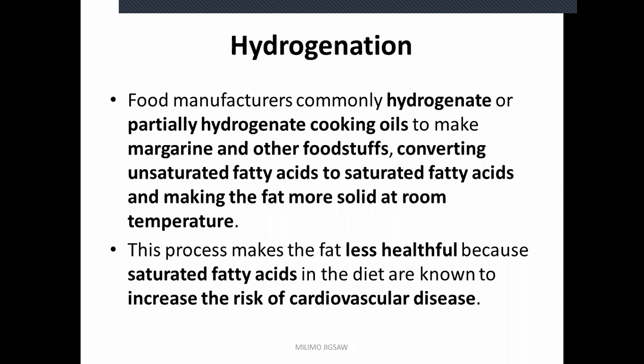The other effect that hydrogenation has is that it converts the cis configuration of the fatty acids into the trans configuration. The trans fatty acids exhibit the same properties as saturated fatty acids, and so they also carry a great risk of cardiovascular diseases.